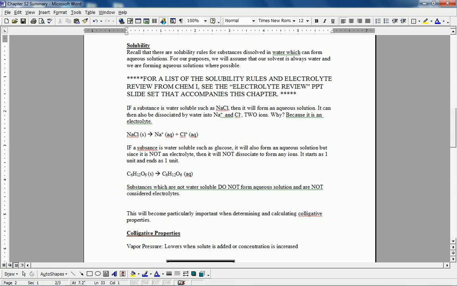Also located in there, of course, is the electrolyte review from Chem 1. So if you need a refresher course on what electrolytes are, also review that, because determining whether something is an electrolyte or a non-electrolyte is also going to affect your colligative property calculations, which is, of course, the next topic we're going to discuss. Very quickly, again, if a substance is water soluble, it will then dissociate typically, and that's, of course, if it's an electrolyte.